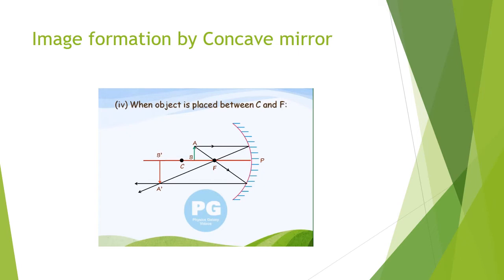So here's what we can say about the image. The image is formed beyond center of curvature. The image is real and inverted. And the image is magnified.